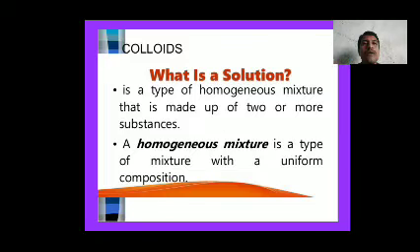Two or more components mixing each other and forming a single layer of component is called a homogeneous mixture. Like water mixed with salt. Those two different components mixing with each other form a uniform composition, which is called a homogeneous mixture.